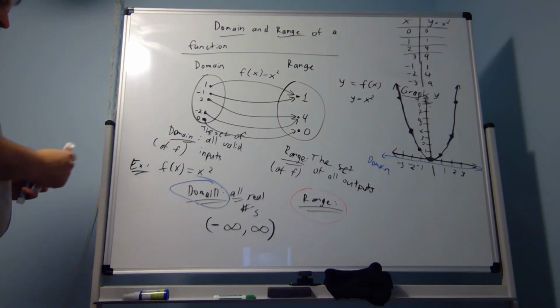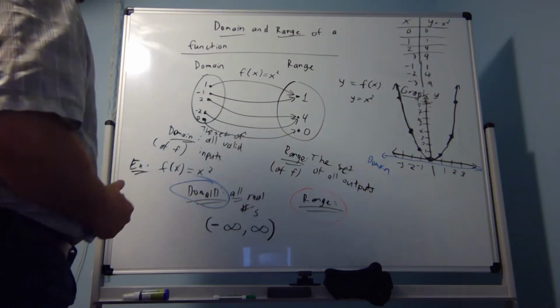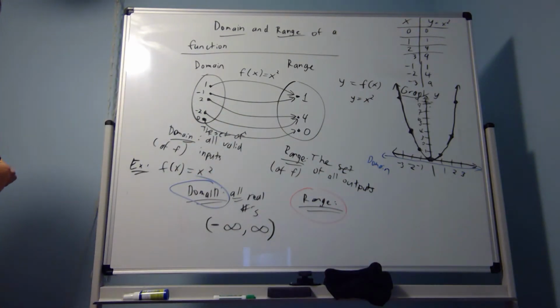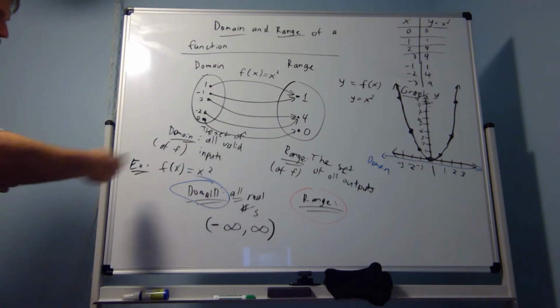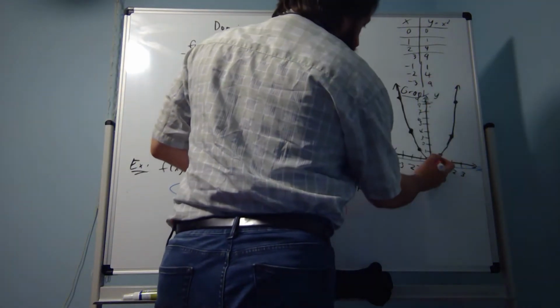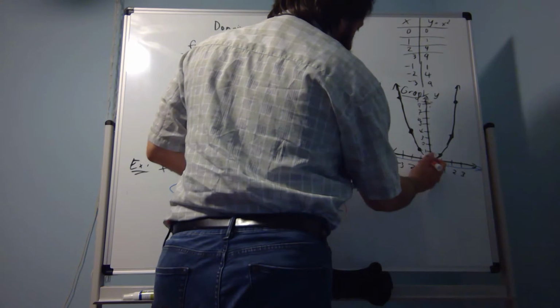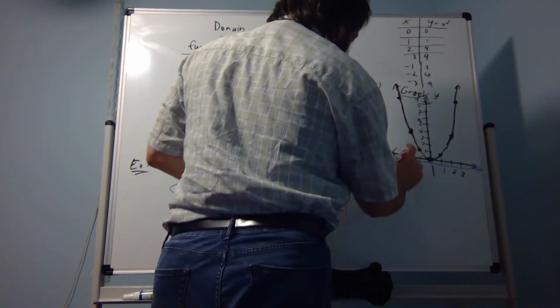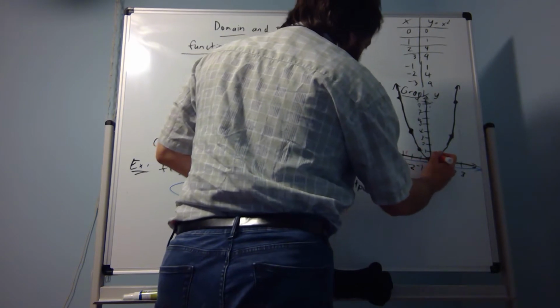But every real number is bigger than this idea of -infinity, so we use open parentheses to say everything bigger than -infinity and less than +infinity. But for the range, we start at 0, which is actually okay, but we can never get negative numbers. So we actually include 0.